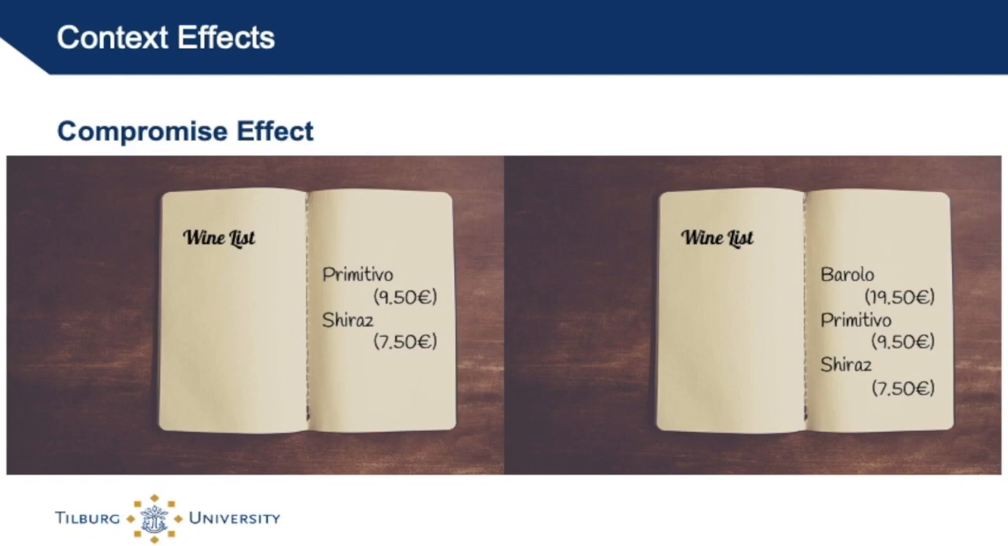So all these context effects, no matter whether it's the decoy effect that I showed you with the pizza example or this wine list example, they basically constitute violations of rationality. Choices should be independent of irrelevant alternatives, but they aren't. And therefore, we've seen a second demonstration of how we have real-life decision makers in purchasing decisions and not rational decision makers.